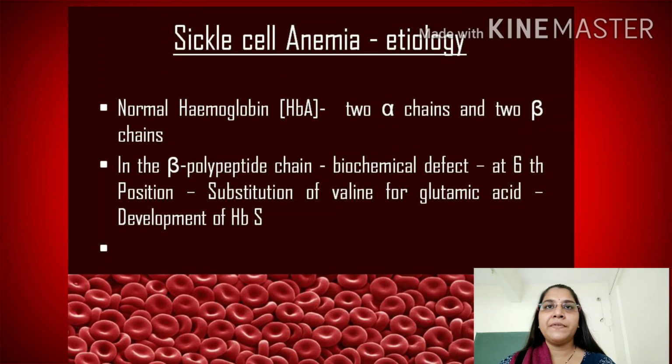Which biochemical defect? In the beta polypeptide chain, at the 6th position, glutamic acid is replaced by valine. This exchange, the presence of valine in place of glutamic acid, develops the sickled hemoglobin. Now this sickled hemoglobin causes the sickling of the hemoglobin molecule.